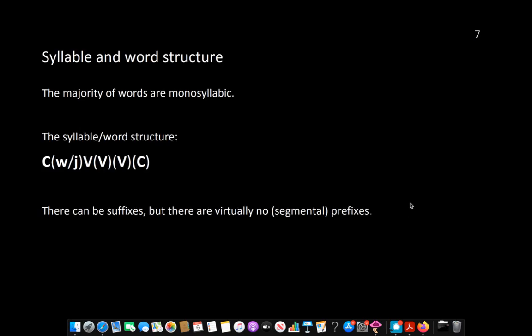The majority of Nuer words are monosyllabic, and morphology is expressed mostly by stem alternations, changes of the phonological material on the monosyllabic stem. The structure of stems is as follows. There is an initial consonant that can be followed by one of the 2 glides, followed by a vowel that can be short, long, or overlong, and there is usually a final consonant. In Nuer, there can be suffixes, but there are virtually no segmental prefixes.